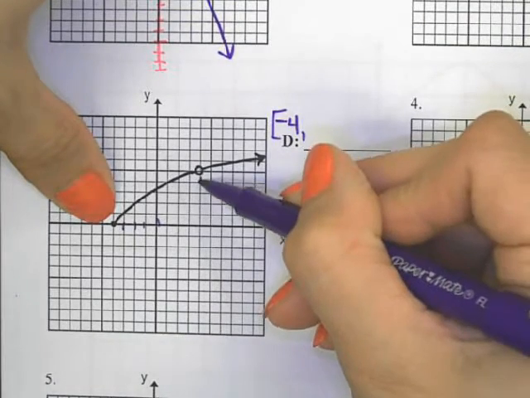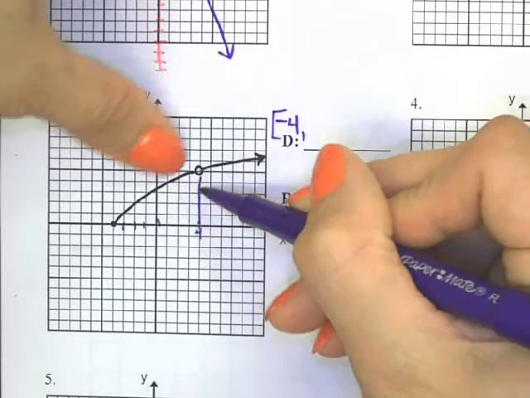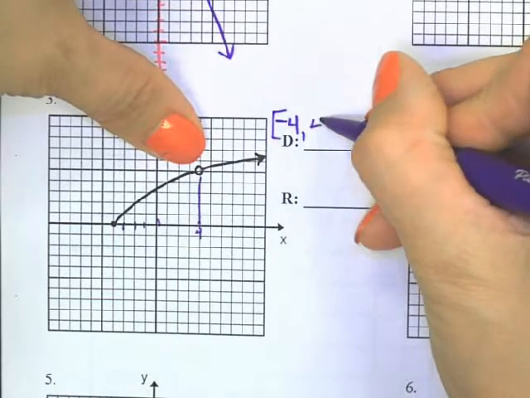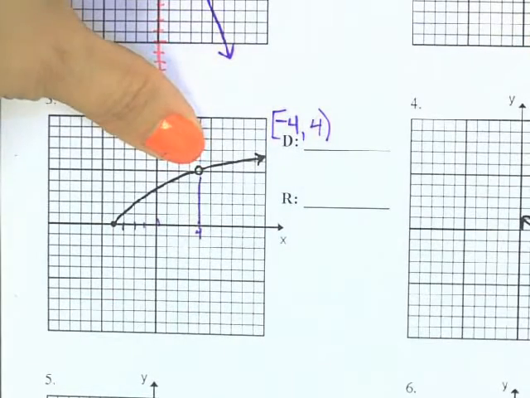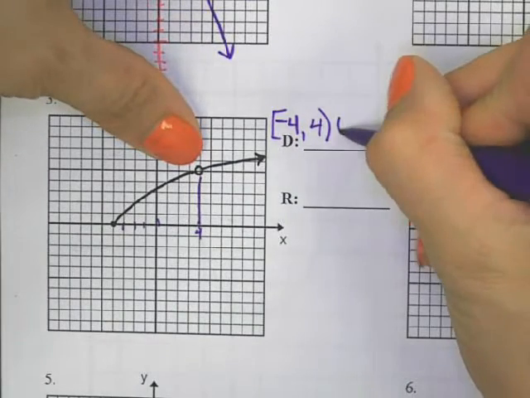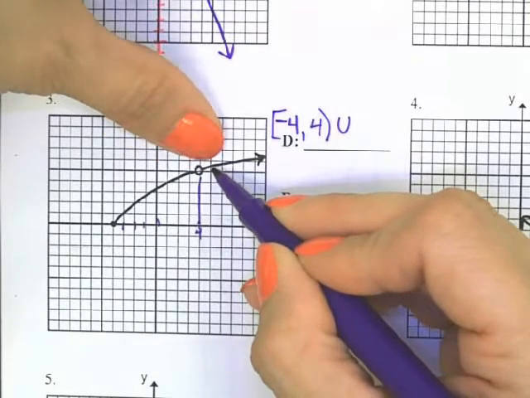Well, no, hang on. What x is this right here? 4 has an open bubble. 4 is not being used. So we're going to put a 4 with parentheses because 4 is not being used. But wait, is there more graph? Yes, so then you're going to say union, and we're going to start, should I start at 5?